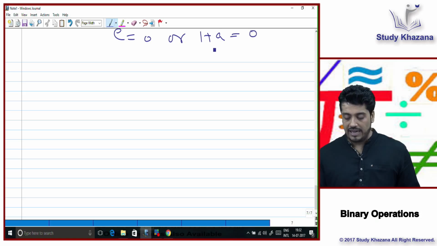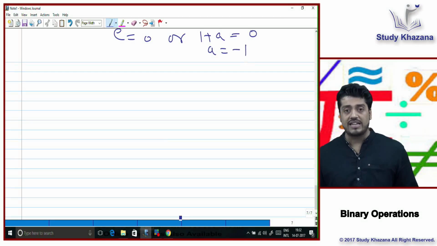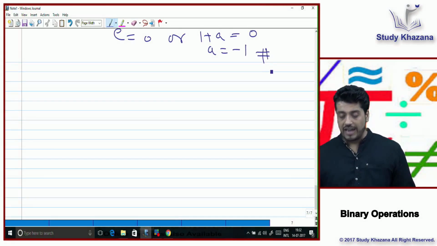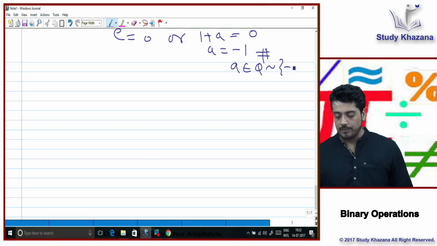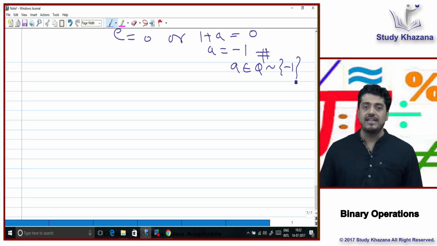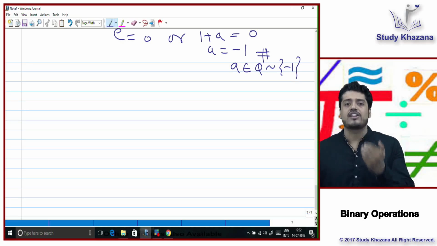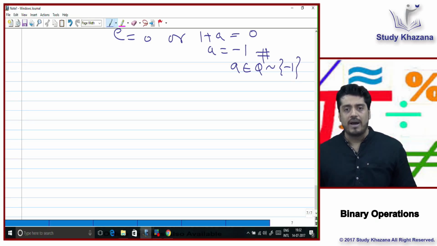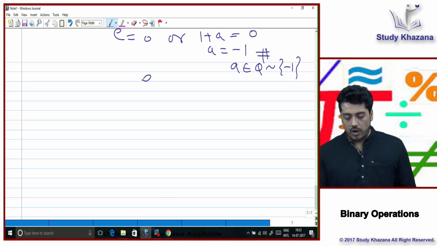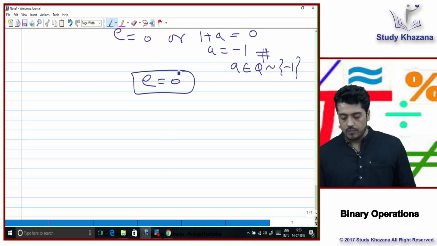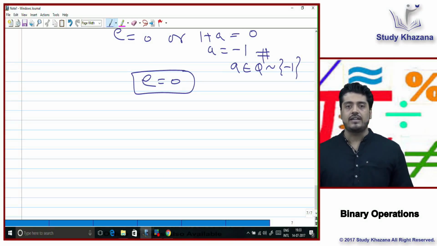Now 1 plus A equal to 0 implies A equal to minus 1, which is not true. Why is it not true? Because A belongs to Q deleted minus 1. A cannot be minus 1. A is a rational number which cannot be equal to minus 1. So therefore, the choice for E must be 0. So we have obtained the identity element.